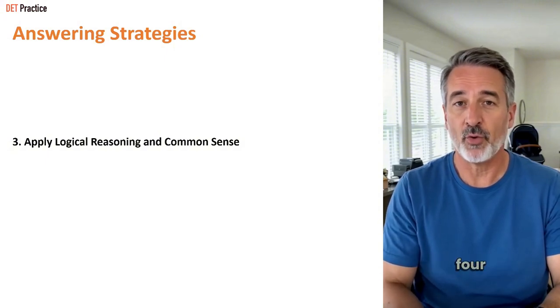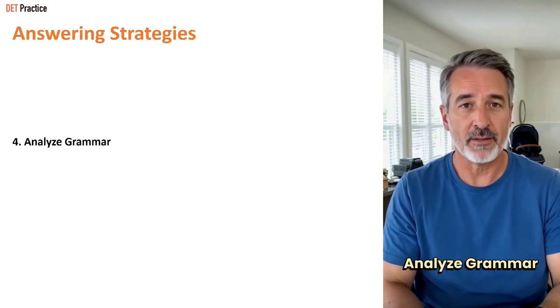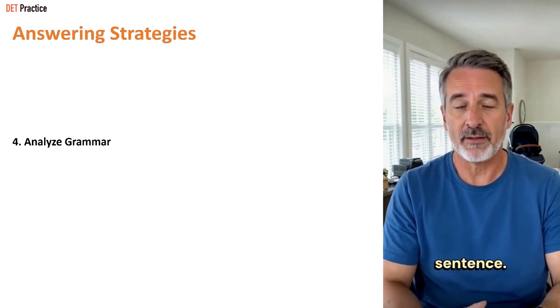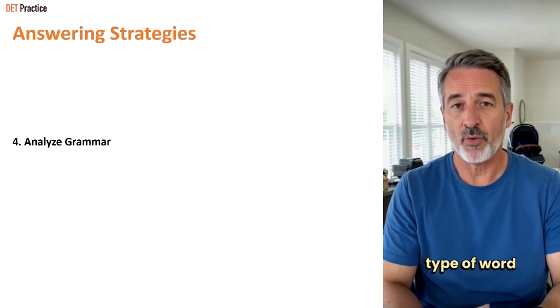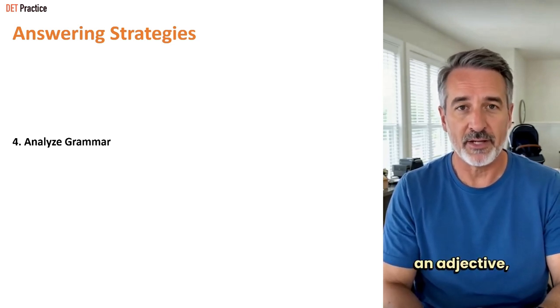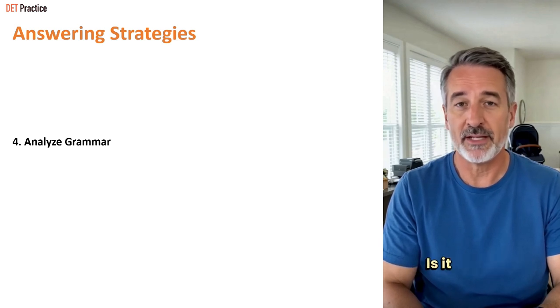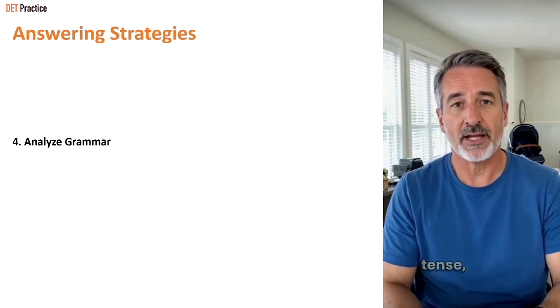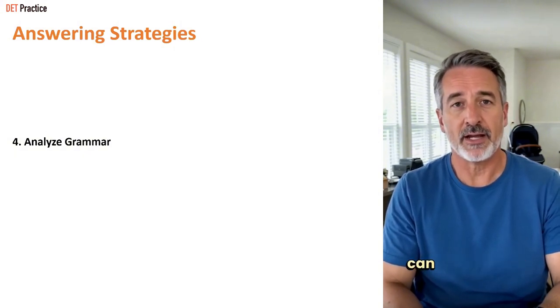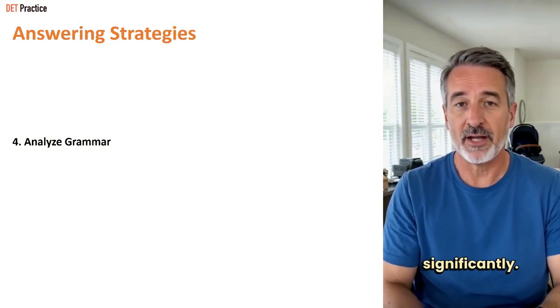Strategy number 4. Analyze grammar. Take a moment to evaluate the grammatical structure of the sentence. This will help you determine what type of word is required. Is it a noun, a verb, an adjective, or something else? Is it singular or plural? Present tense or past tense? These grammatical considerations can narrow down your options significantly.